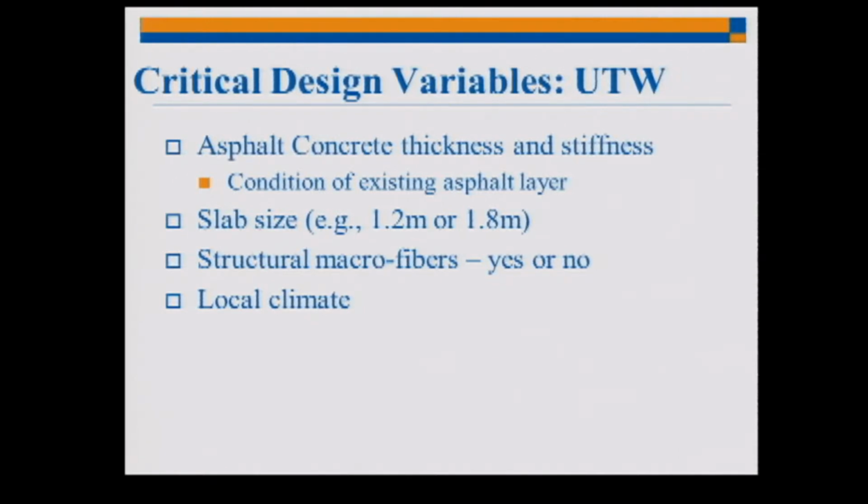Again, as I said before, the thickness of the asphalt layer, the stiffness of that asphalt layer and its condition, that affects the thickness, and how large a slab you want to design, 1.2, 1.8. We don't really go above 1.8 for thin overlays. It's about half your lane width. And whether you're going to use fibers or not. And these are structural fibers that we're going to use.